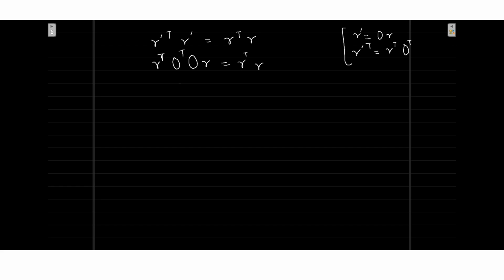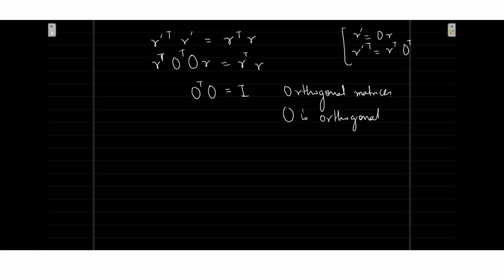Unitary? No, we are talking about real dimensional space. Orthogonal matrix. Right. Remember, we are still into the real dimensional things. So it is nothing but orthogonal matrices. Or O is orthogonal.